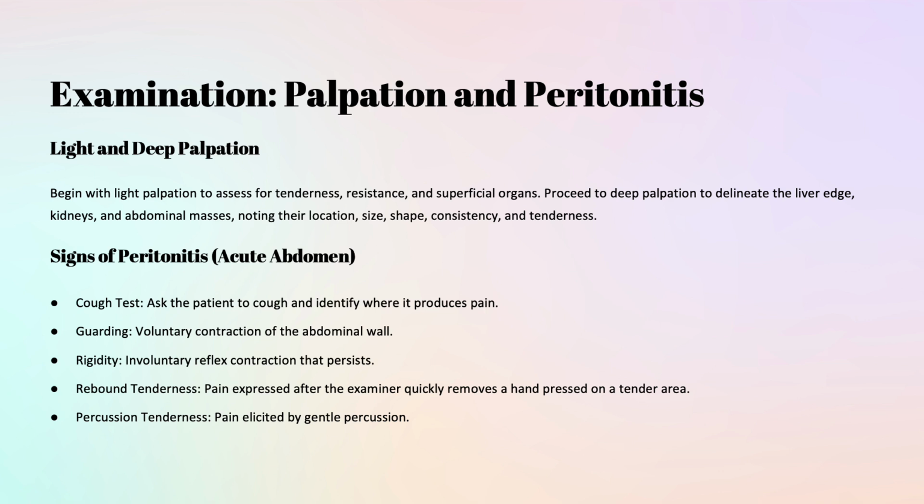Next would be guarding or voluntary contraction of the abdominal wall. Next is rigidity, which is involuntary reflex contraction. Rebound tenderness is pain expressed after the examiner quickly removes a hand pressed over the tender area, while percussion tenderness is pain elicited by gentle percussion. Overall, it just means that if you have peritonitis, it's going to be more sensitive and more localized because of the involvement of the peritoneum.